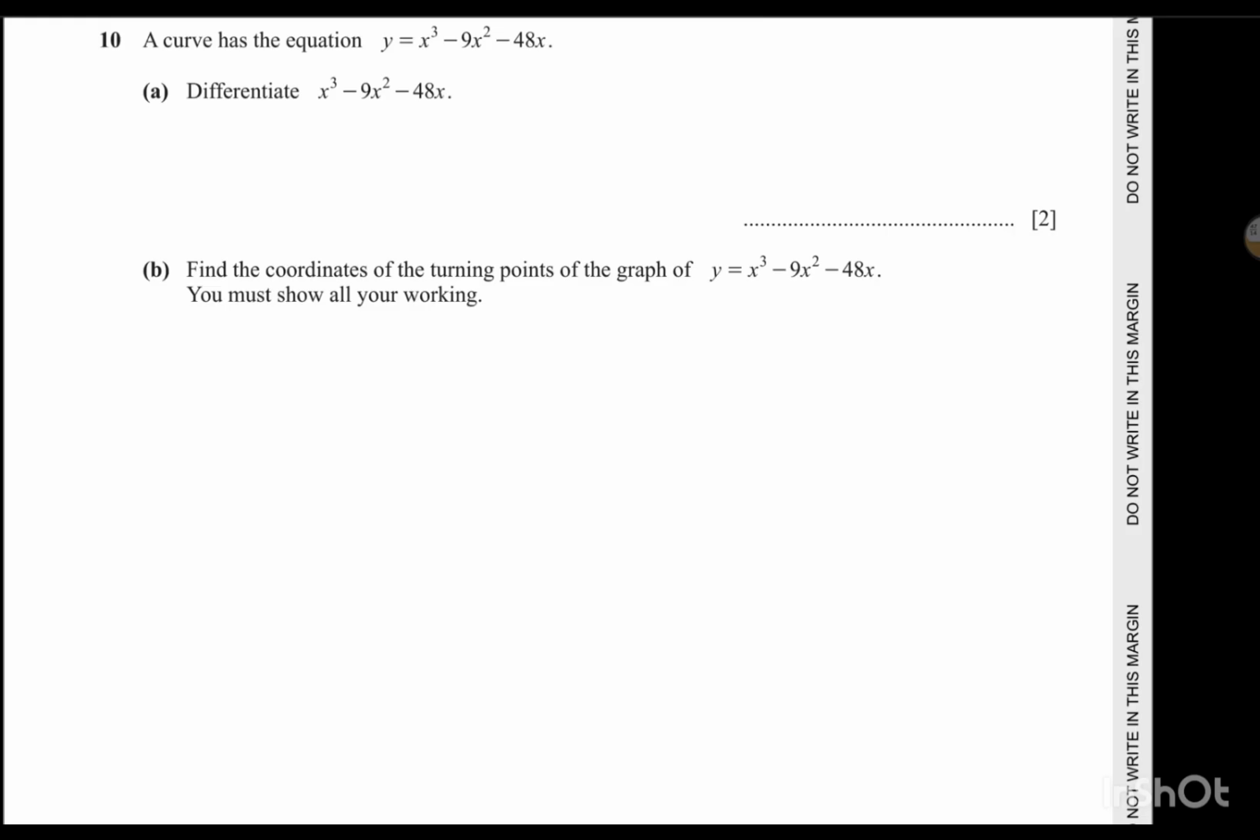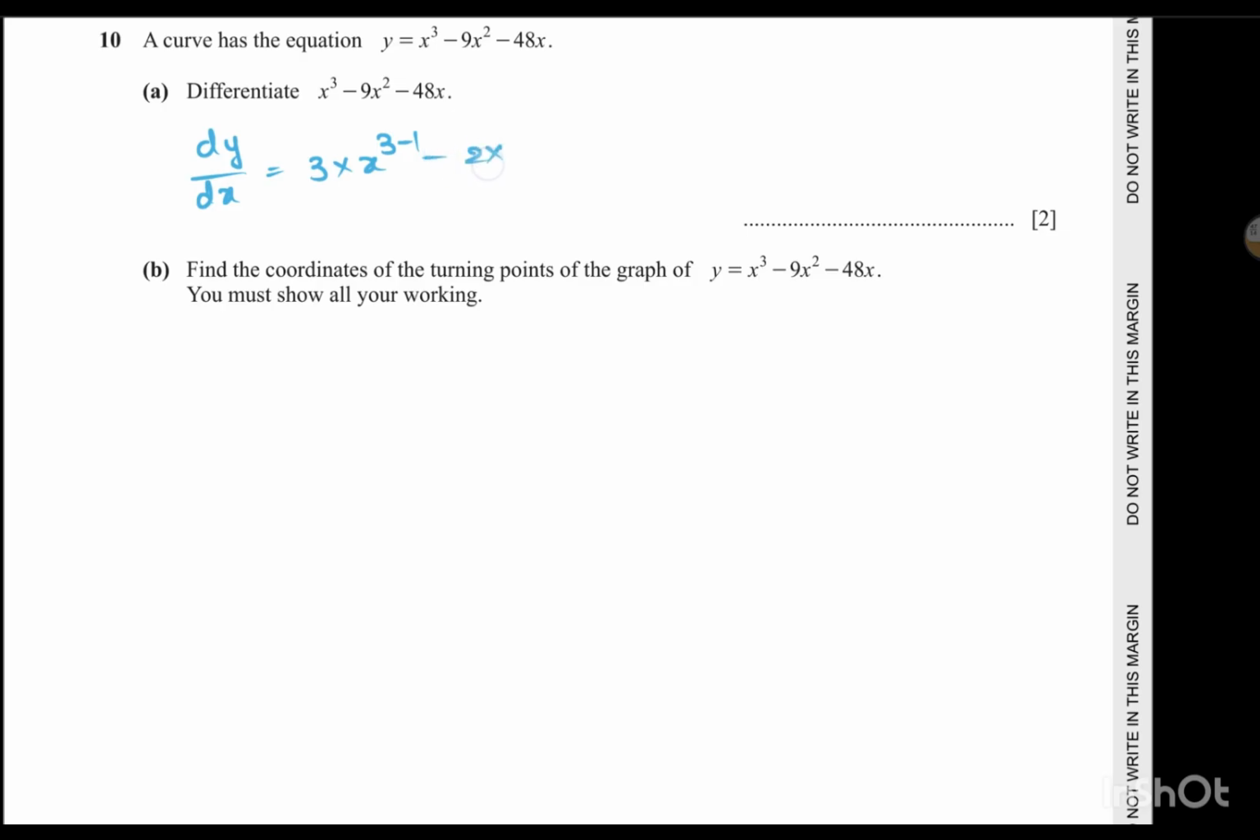Question number 10. A curve has equation y is equal to x cube minus 9x square minus 48x. Differentiate x cube minus 9x square minus 48x. So that means differentiation of y. So dy by dx will be equal to, you'll do the differentiation. The power of x is 3 here. 3 multiplied by x to the power 3 minus 1.